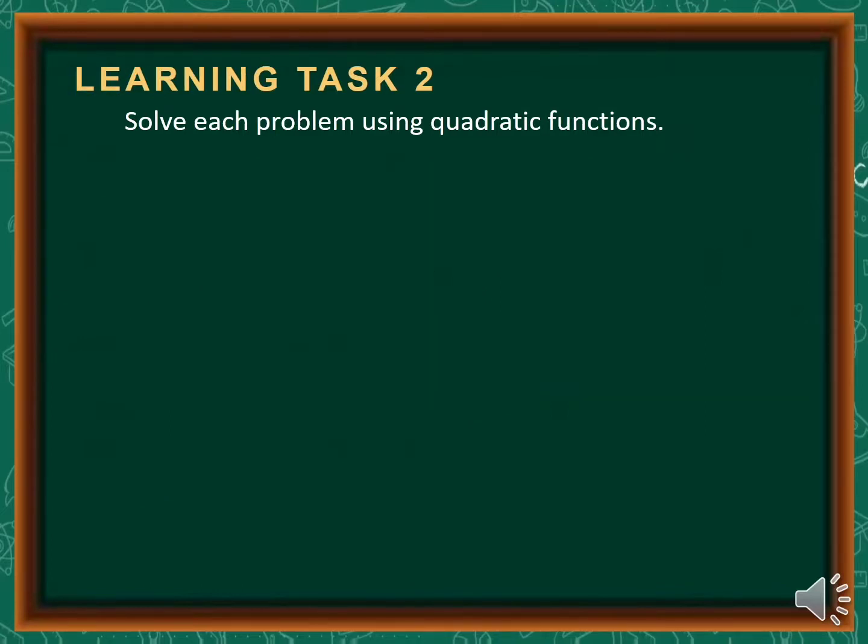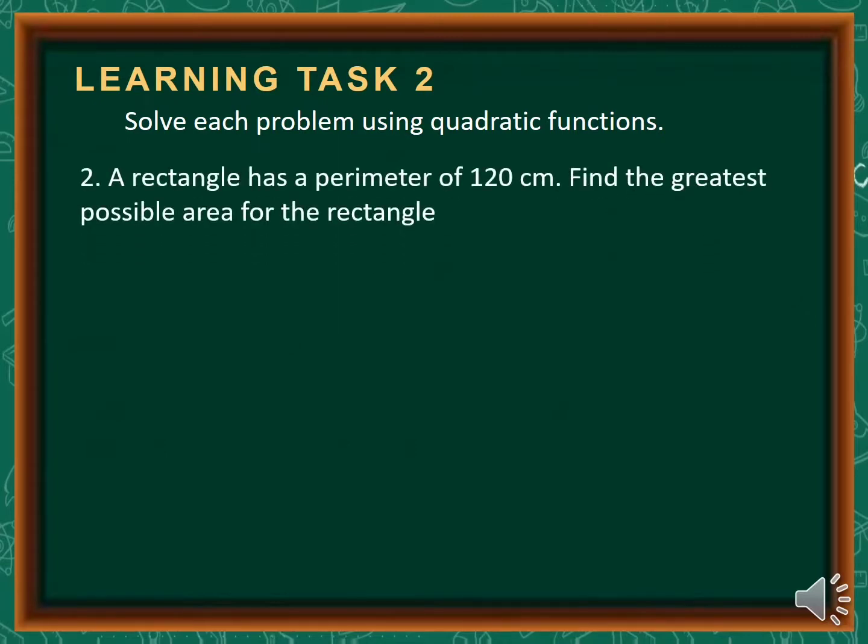Let us have the second example. Second problem. A rectangle has a perimeter of 120 centimeters. Find the greatest possible area for the rectangle. So again, this is a problem involving quadratic functions since we are looking for the greatest possible area. Kita niyo yung mga clue natin. Greatest possible area. Pinakamalaking possible area. So, ibig sabihin, we're looking for the maximum area for that rectangle which has a perimeter of 120.